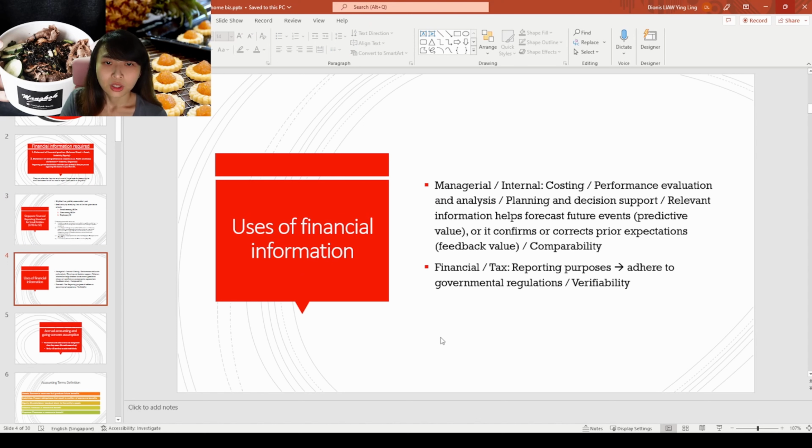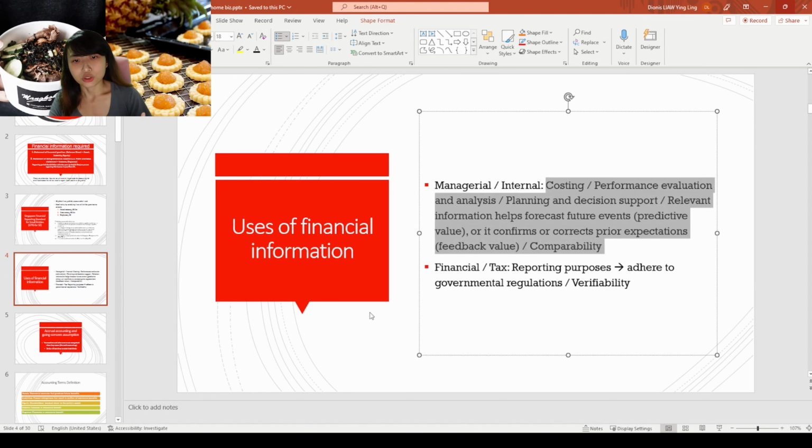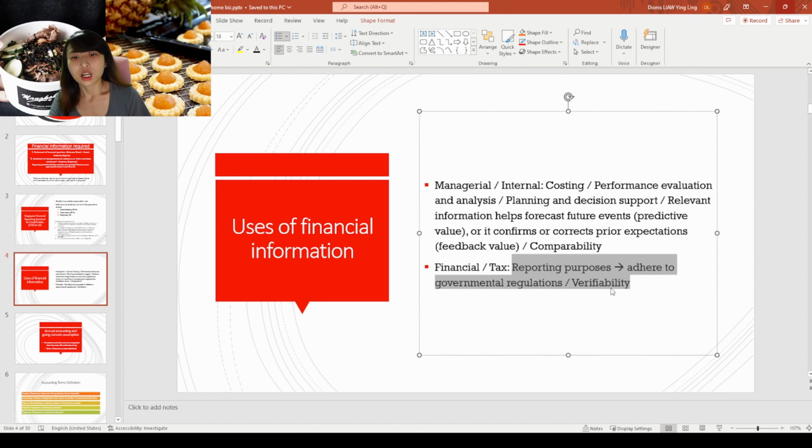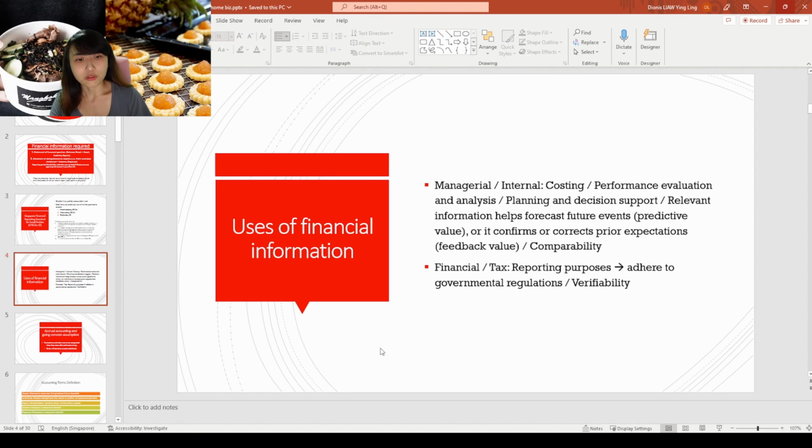Okay, so what's the use of this financial information? It can be managerial or financial. Managerial will not be taught in these slides because that is under managerial accounting. So financial, why is it useful? It's for financial and tax law, for reporting purposes and to adhere to government regulation, and is actually verifiable through source documents.